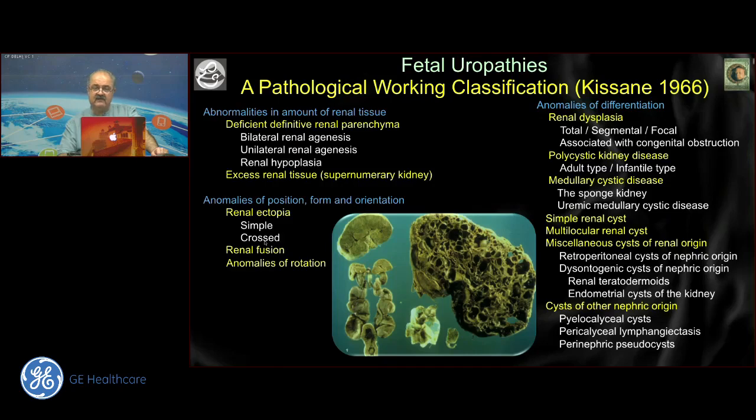And as long as you have that in mind, you will realize that if you don't see a kidney on one side of the abdomen, it's well worth looking for that same kidney on the opposite side of the abdomen. There could be renal fusion, which is very difficult to detect antenatally and even at surgery, and so we don't talk much about it.